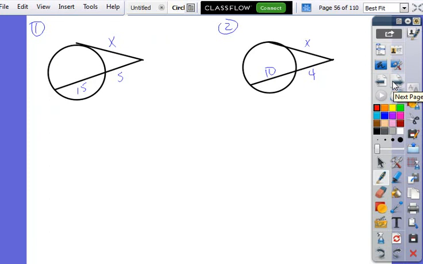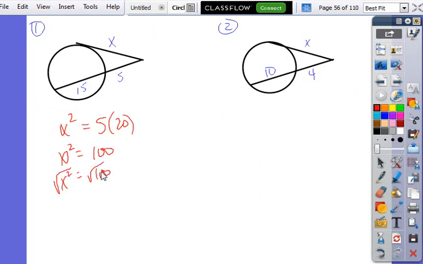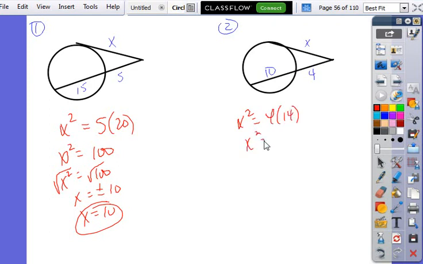If I start with this one, I always take the little one and square it. The tangent part has to be squared, equals outside times the whole thing. So I wind up with x squared equals 100. Square root that. Now technically I get plus or minus 10. If I take that negative and try to plug it in here, I wind up with a negative answer. So I wind up with just positive 10. All right, the last one. x squared equals 4 times 14, so 56. I square root that.